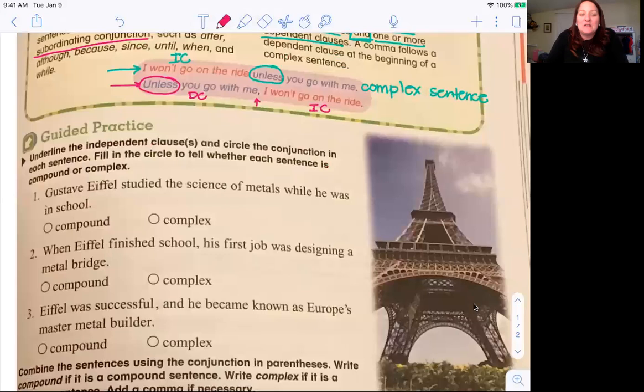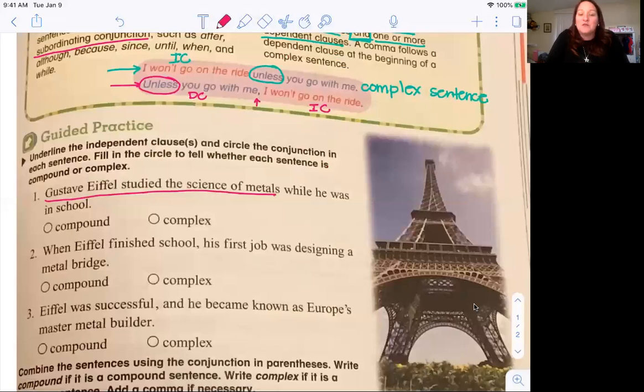Okay, so if I want you to look at the first part, Gustave Eiffel studied the science of metals while he was in school. Which would be our independent clause, can stand alone as a sentence? If you said Gustave Eiffel studied the science of metals, you are correct. That is our independent clause.